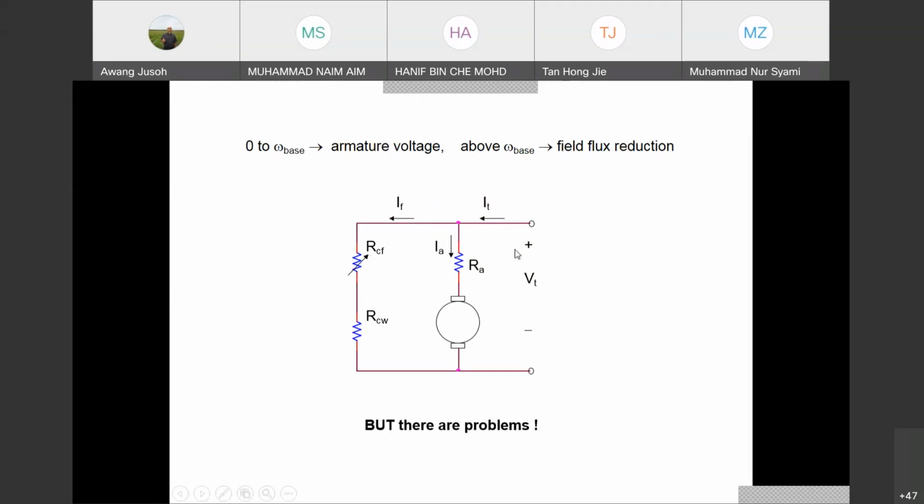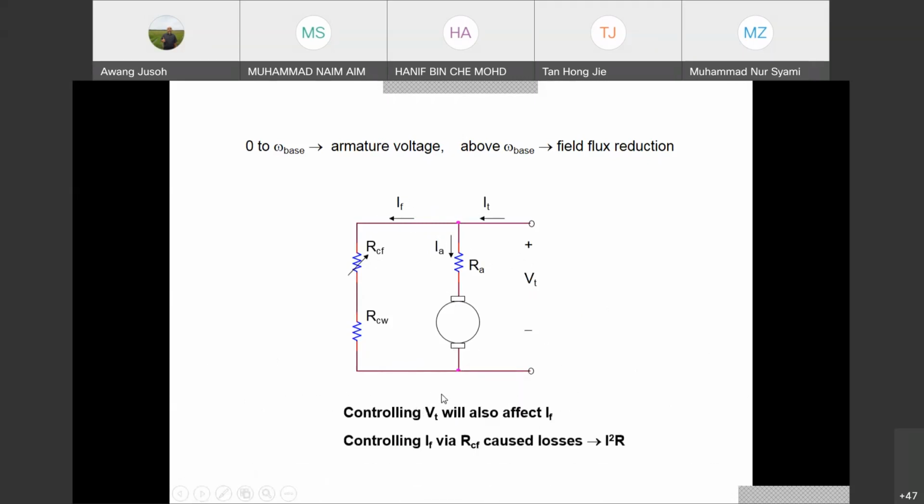When you change the V terminal, IA also changes. When IA changes, at the same time IF also changes. So that will impact the motor. That means IF changes, and you cannot maintain the flux at rated condition. The flux will drop. So this is the problem with the shunt motor.